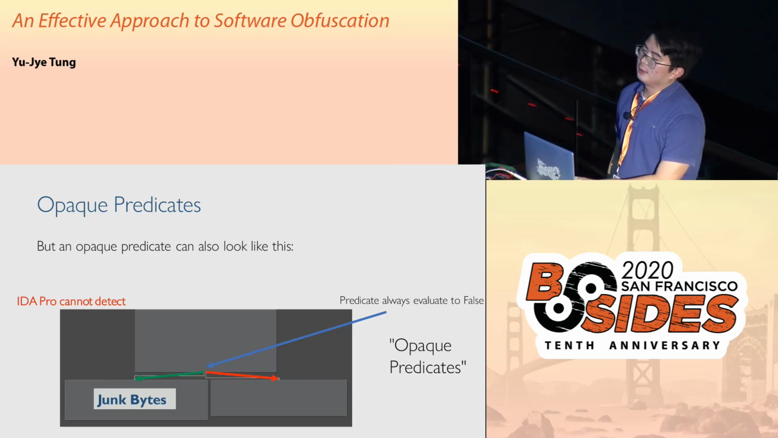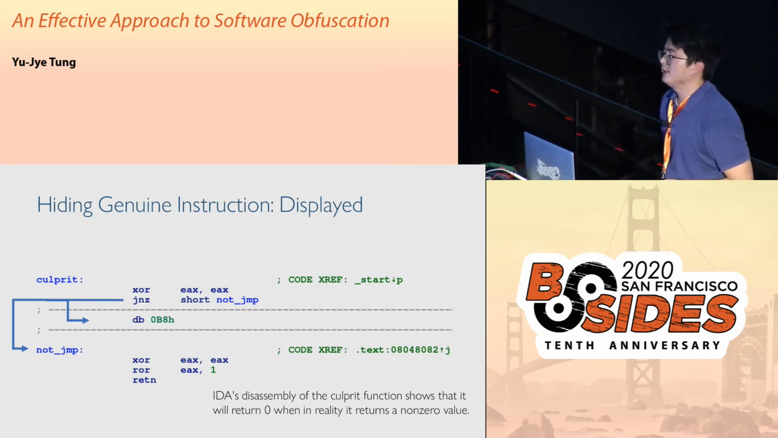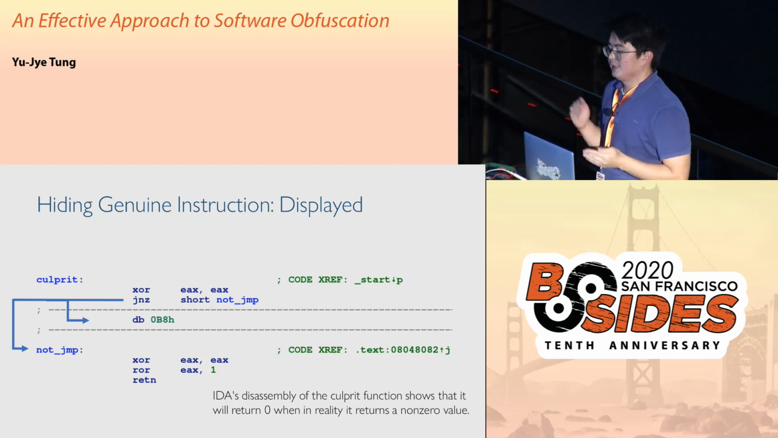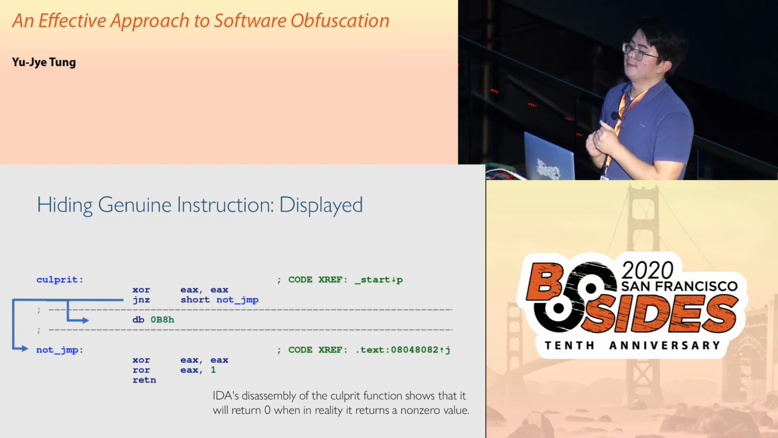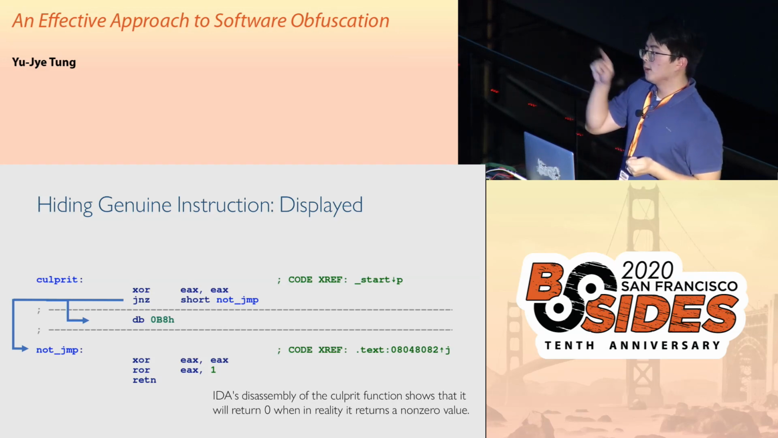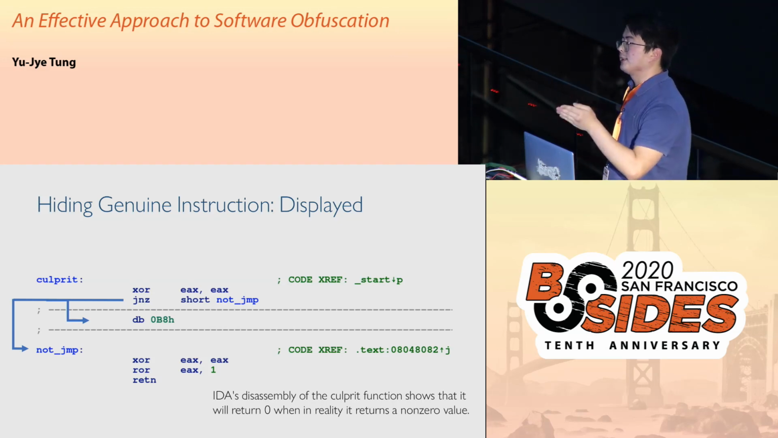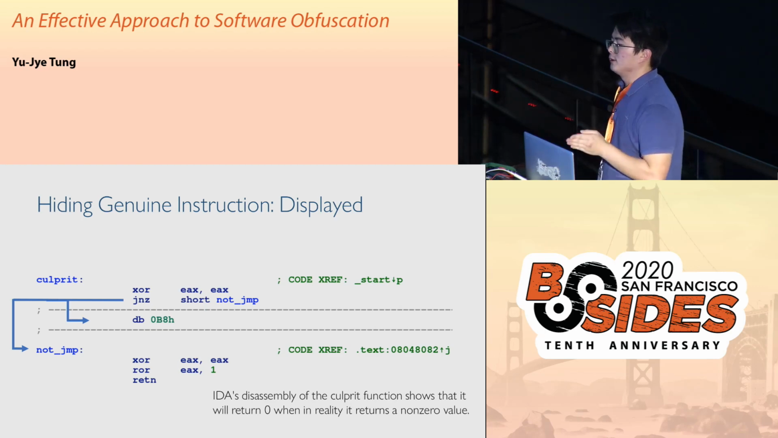Let's look at a more concrete example here. In this disassembly, the second instruction is basically the if statement. If the if statement evaluates to true, it will go to the instruction at the not-jump label. So it will start executing the XOR and OR instructions.